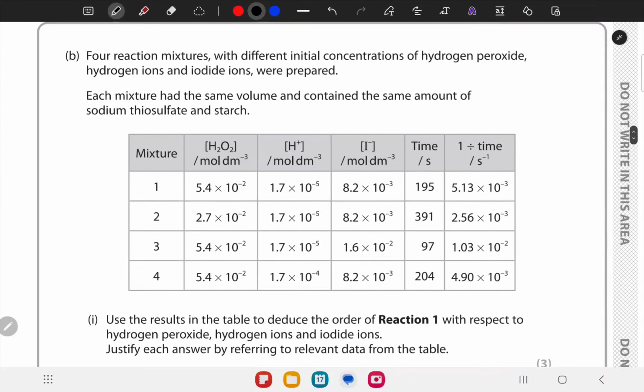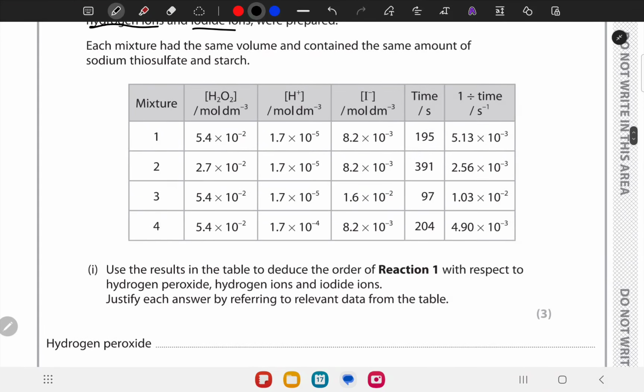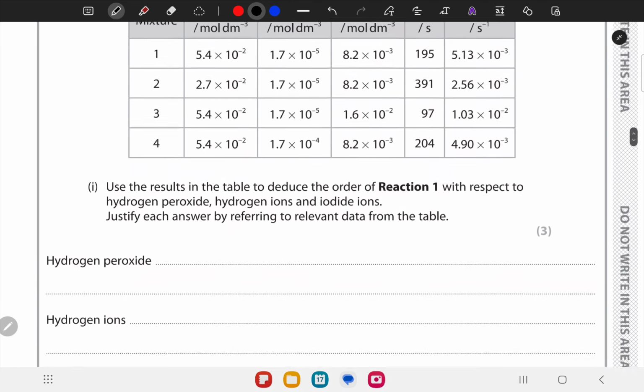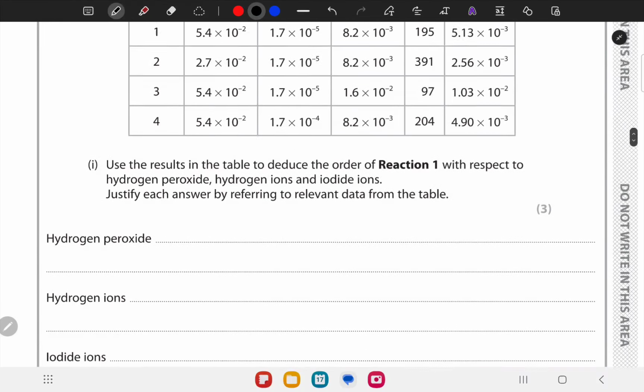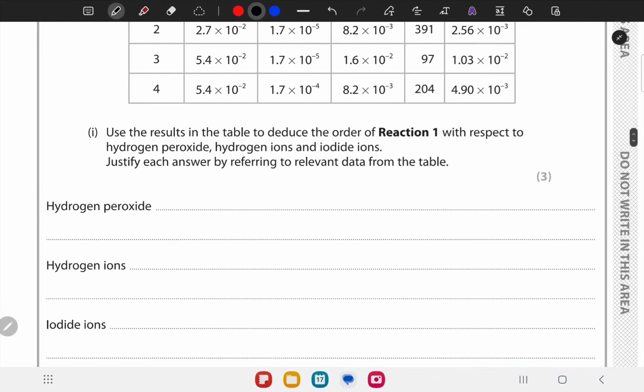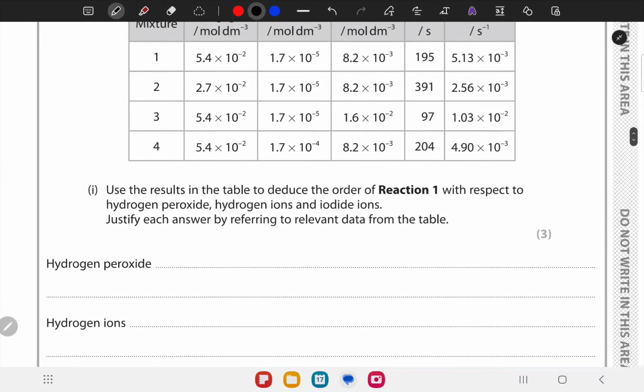Now moving on to part B, we are given 4 reaction mixtures with different initial concentrations of hydrogen peroxide, hydrogen ions and iodide ions. Each mixture had the same volume and contained the same amount of sodium thiosulfate and starch. Now we have to find the order of reaction with respect to hydrogen peroxide, hydrogen ions and iodide ions.